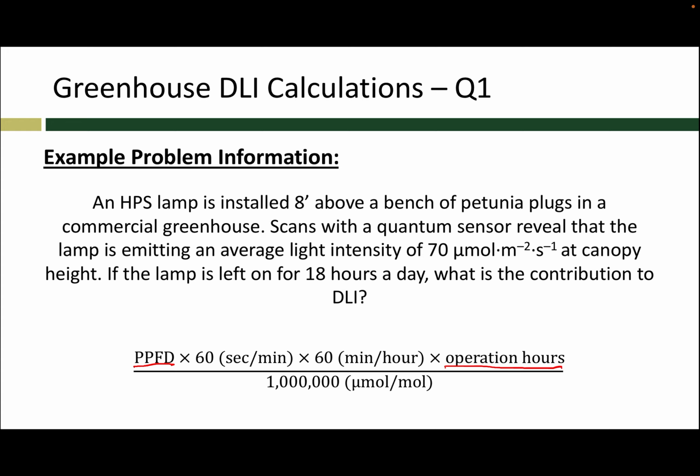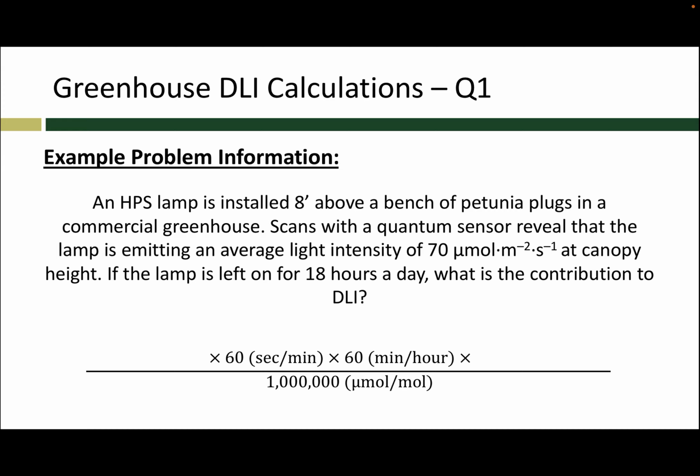So in this case, our PPFD, if we look up at this question, we can see that the light intensity that our lamps are emitting is 70 micromoles per meter squared per second. So that's what we would put in our PPFD blank that you see over here on the left. And then for the operation hours, we see that the lamps are going to be left on for 18 hours a day. And so that's what we would slot in for our operation hours.